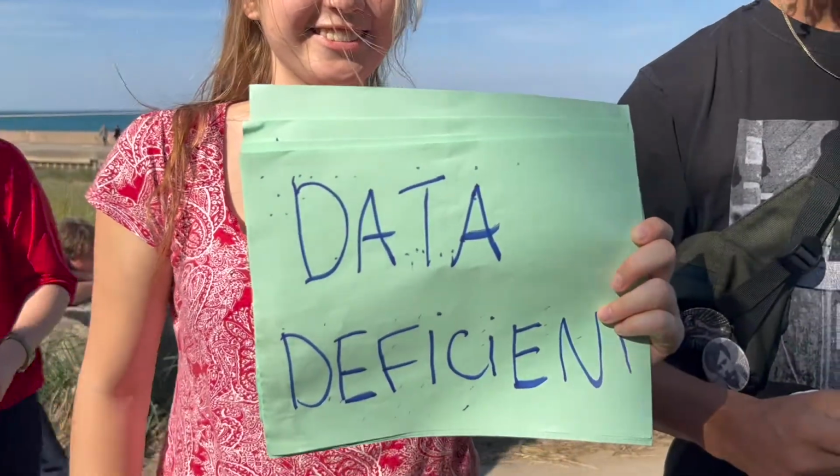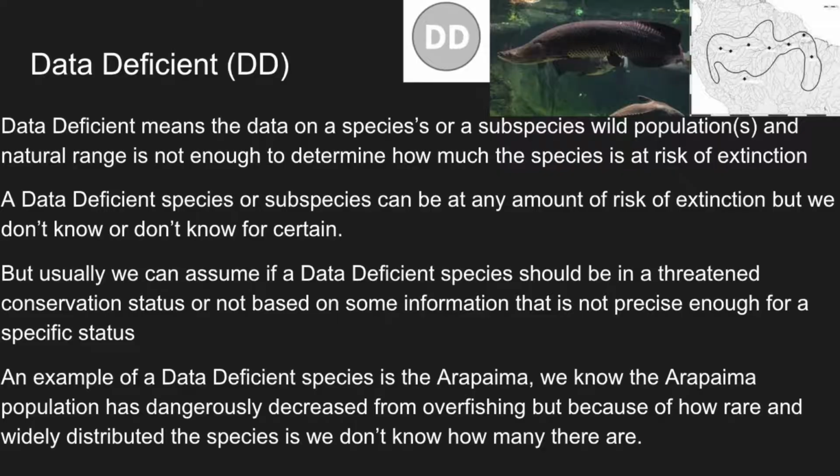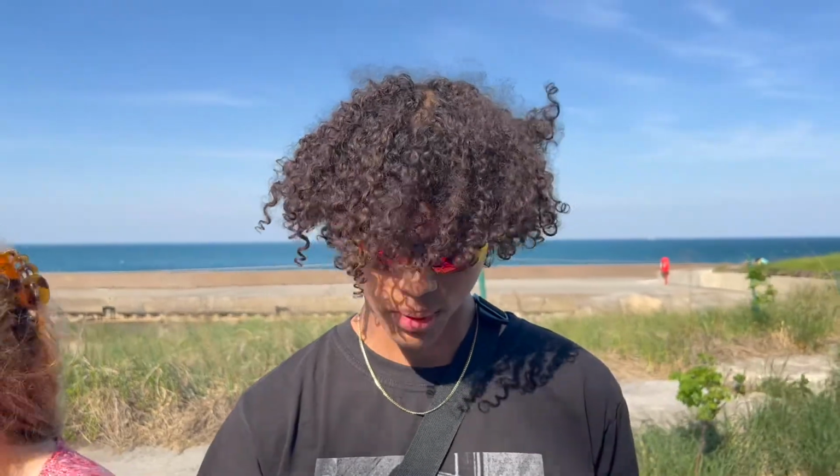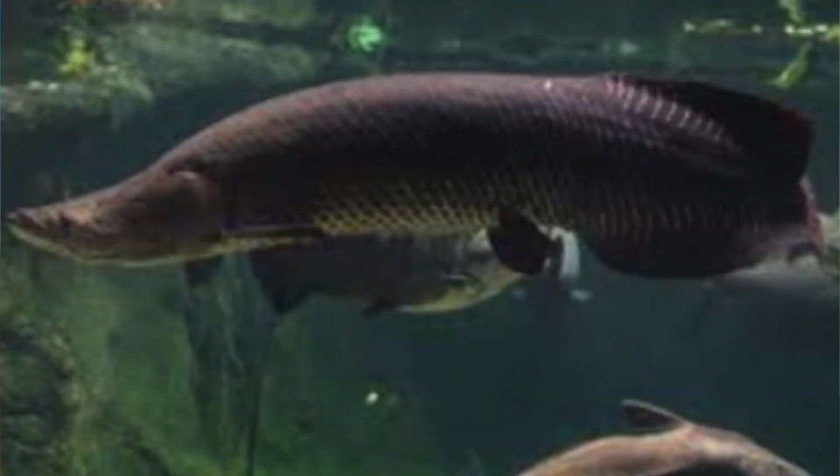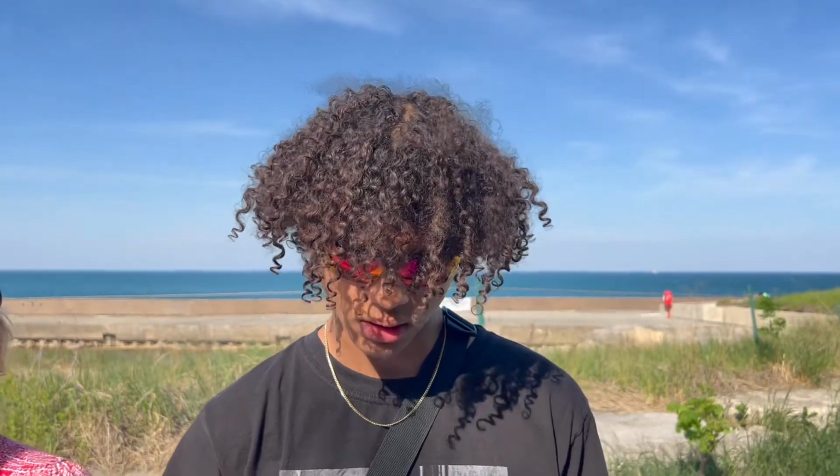Data deficient means we don't know enough about a species' wild population or populations in range to know specifically how much at risk the species is of extinction. But usually we can assume if a data deficient species is threatened or not based on information that is not precise enough for a conservation status. An example is the Arapaima. We know the Arapaima's population has dangerously declined from overfishing, but we don't know how many there are due to the fish being widely distributed yet rare.